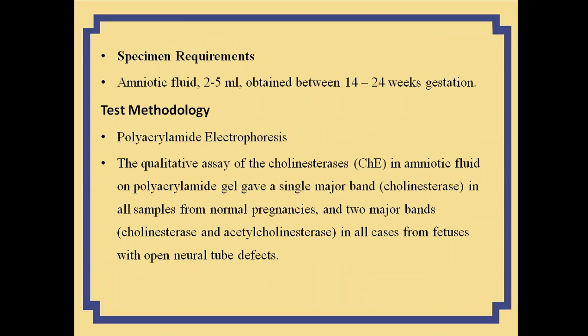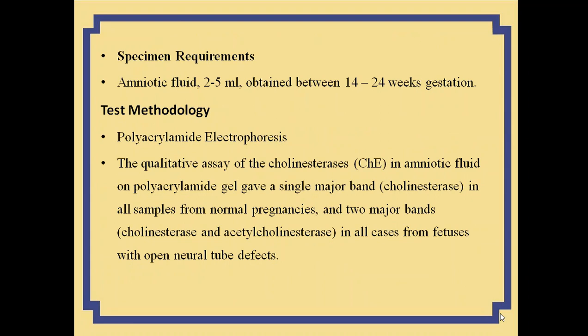The specimen requirement includes collection of amniotic fluid, especially 2 to 5 ml, which is usually collected between the 14th and 24th weeks of gestation, and the process involved is polyacrylamide gel electrophoresis, commonly known as PAGE. As a result, when a single major band appears, it means that the baby is clear and healthy, and it's a normal pregnancy. In case 2 major bands occur in the result, it determines that the baby is suffering from open neural tube defects.